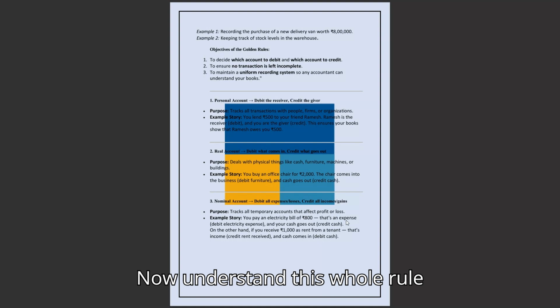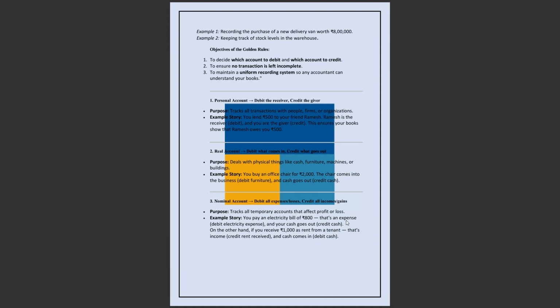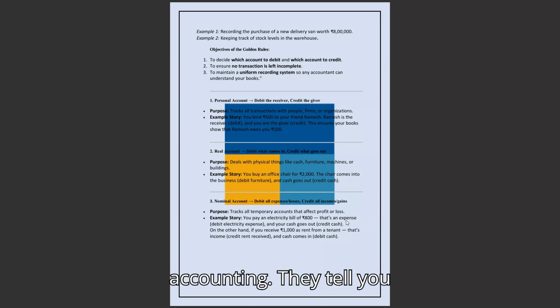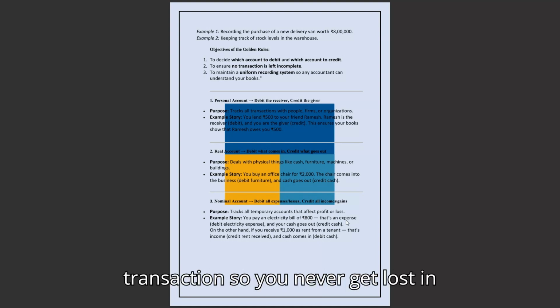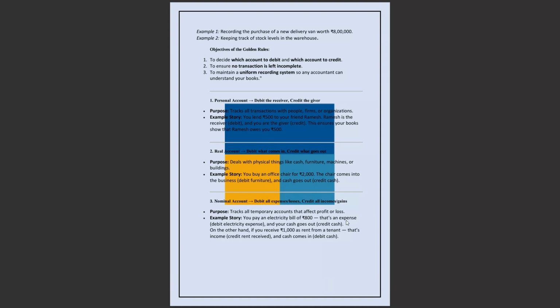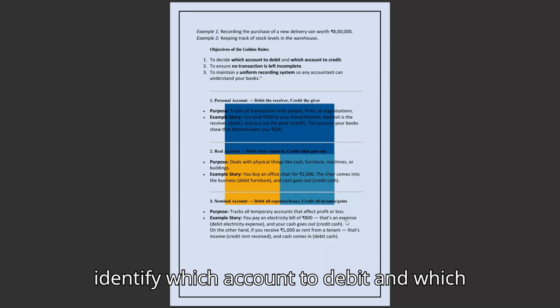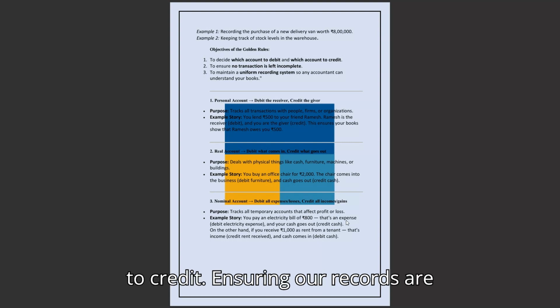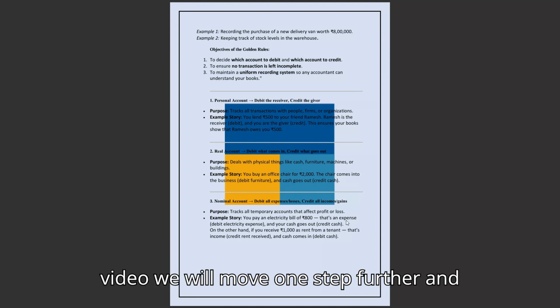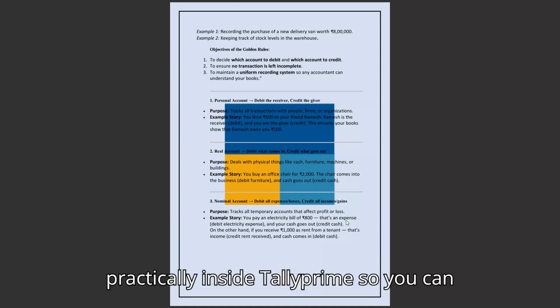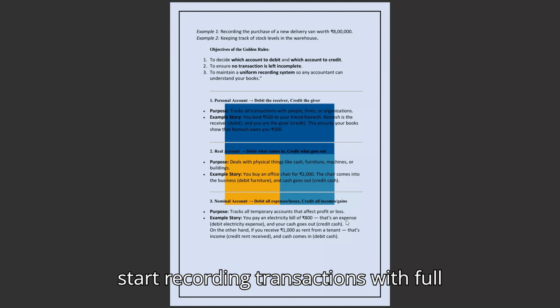Now, understand this whole rule with an analogy. Think of these rules as the GPS for your accounting. They tell you exactly where to place each transaction so you never get lost in your own books. So, with this, we have completed our discussion on the golden rules of accounting. We now know how to identify which account to debit and which to credit, ensuring our records are accurate and consistent. In the next video, we will move one step further and see how these rules are applied practically inside Tallyprime, so you can start recording transactions with full confidence.